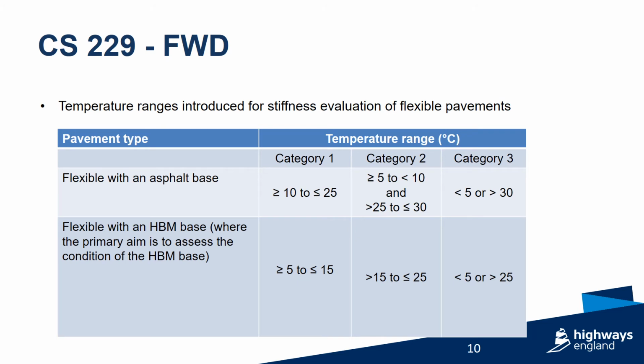To ensure the quality of the data gathered in falling weight deflectometer surveys on flexible pavements, a series of temperature ranges have been introduced. There are different ranges for flexible pavements with asphalt base to those with hydraulically bound material base. The unadjusted temperature of the pavement at 100mm is used to determine the category of the survey.